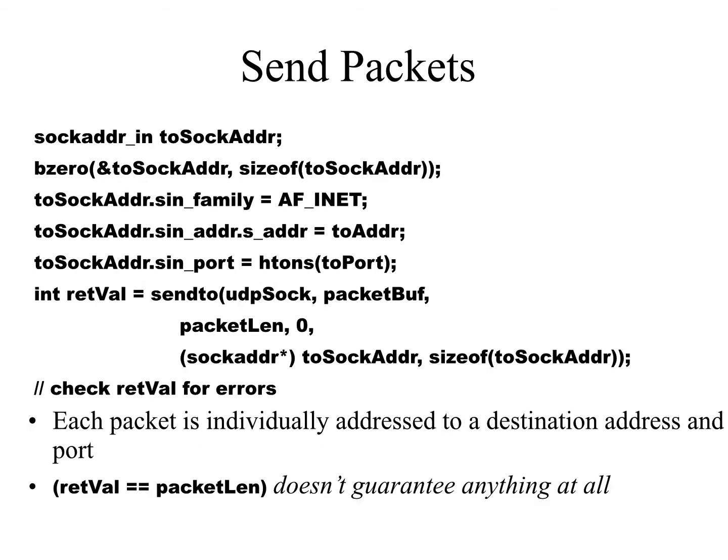Now after binding the socket, we have to send the packet. This is a few lines of code that helps to send the packet. In the 6th line, the main code goes here, where we store the result in the variable retval. Basically in this line, we are sending the packet through the sendto function to a socket address, which is the size of the to socket address. Each packet is individually addressed to a destination address and a port. retval equal to the packet length doesn't guarantee anything at all.